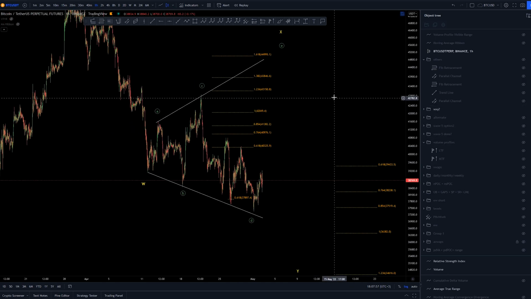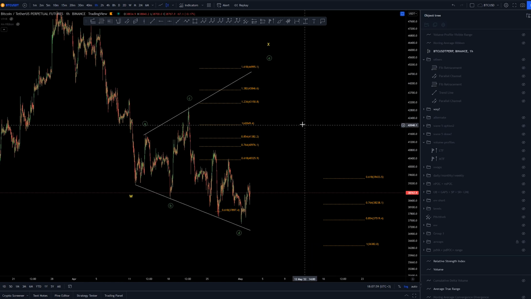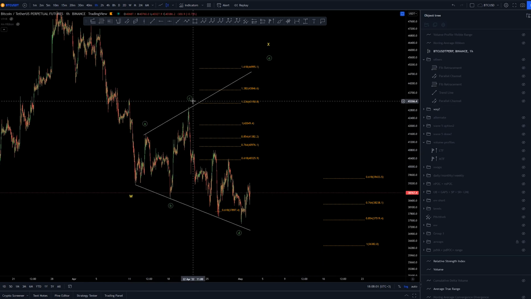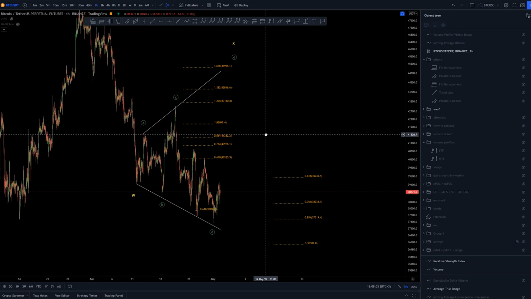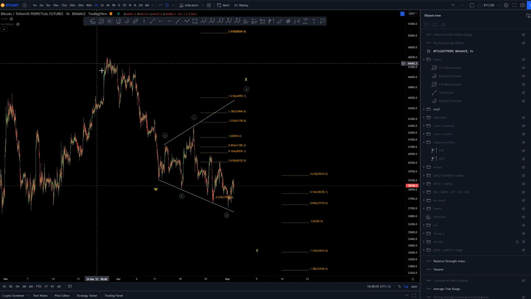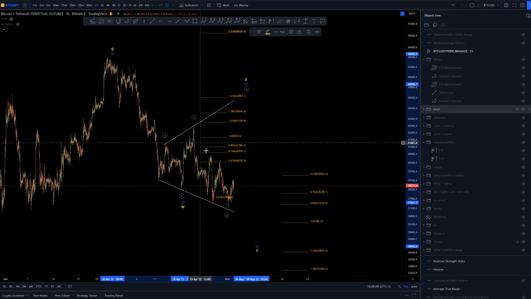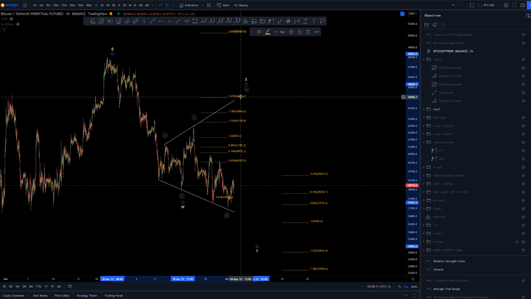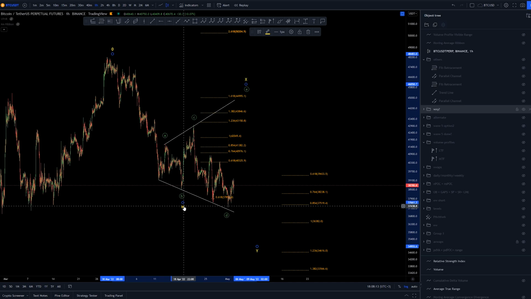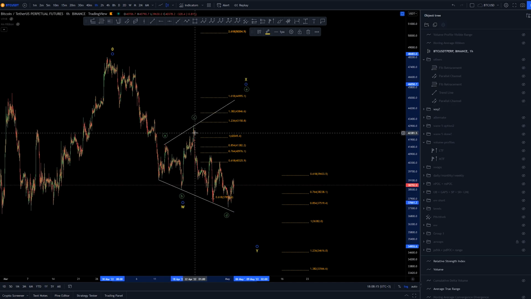Then this one that we had last time presented as well was this ABCDE for the X wave. X wave could have ended here, could have ended here as well. Then this count would be a bit different. This would also work with the structure I just presented with the ABC, this one here.